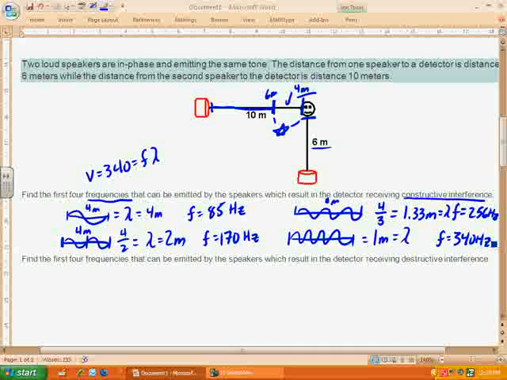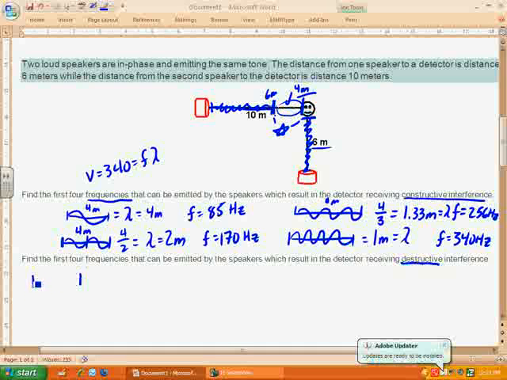Now the next one says, what are the first 4 frequencies that can be emitted which result in the detector receiving destructive interference? Now again, I'm only interested in this 4 meters here. The 6 meters before, this and this are the same, and so it doesn't matter what happened there. I could be in the middle of a wave, I could be at the beginning, at the end, I could be anywhere. It doesn't matter because I'm in the same place. And so what's going to happen during that 4 meters? Well, if I want destructive interference, then it's going to have to be half of a cycle off.